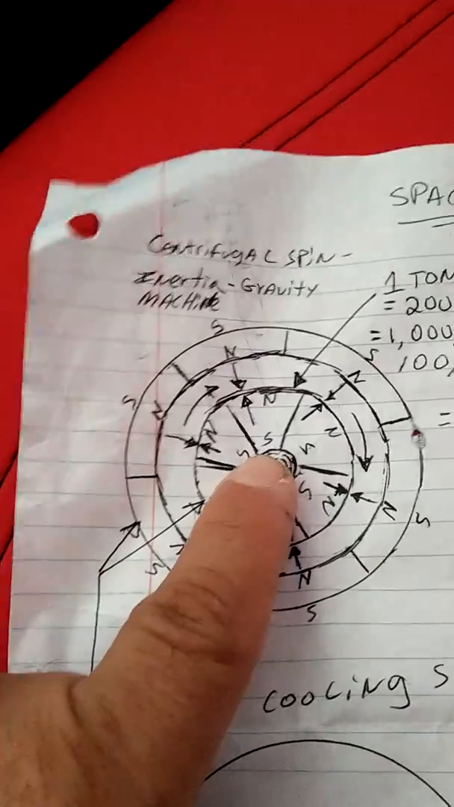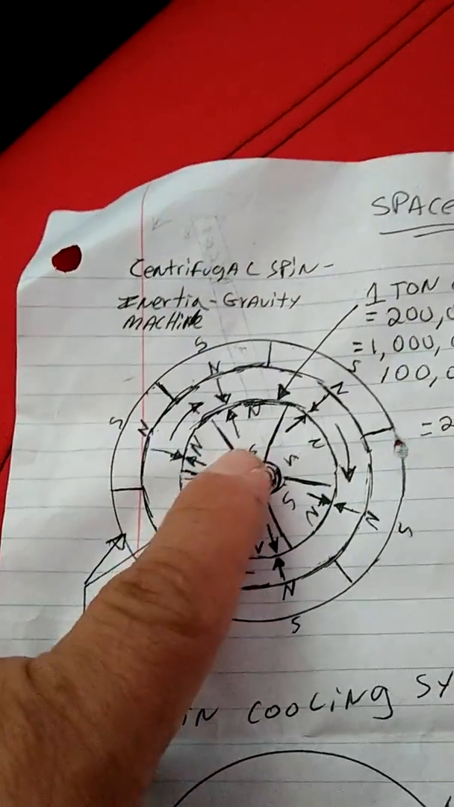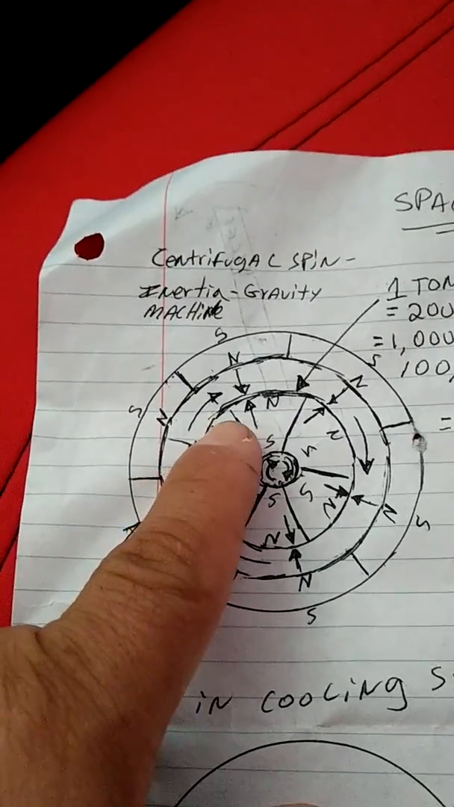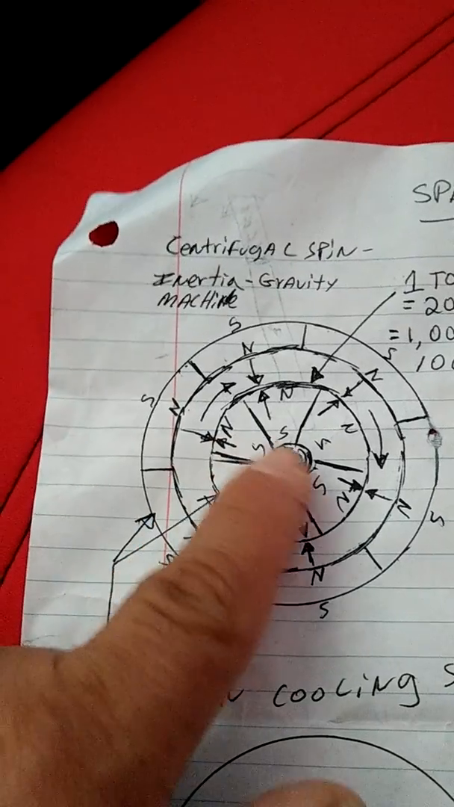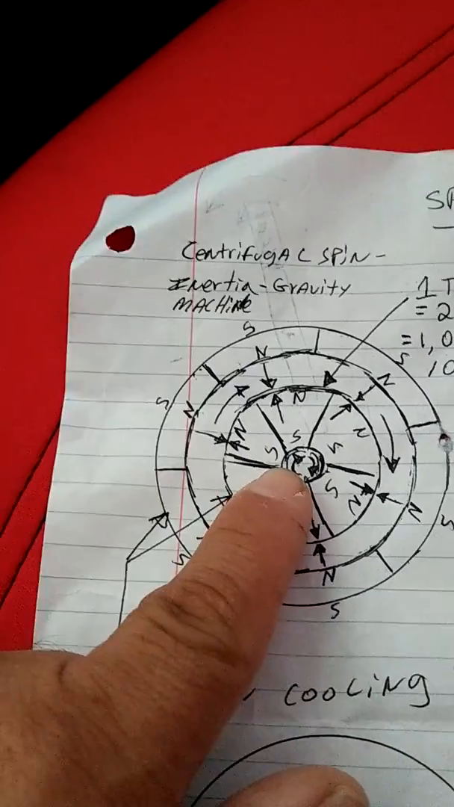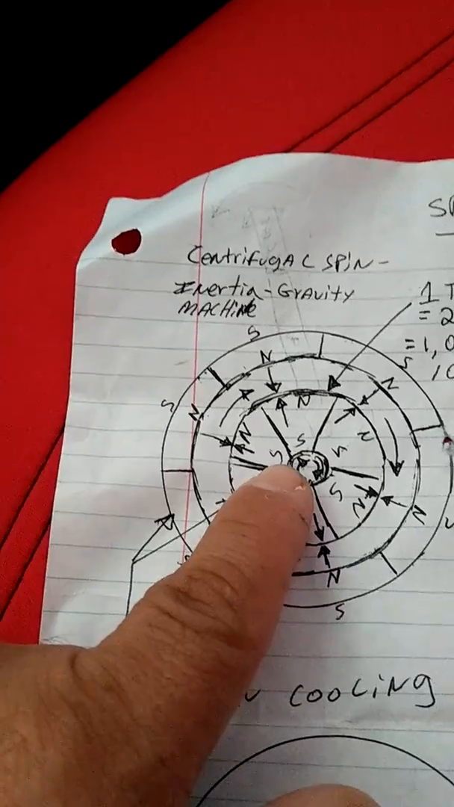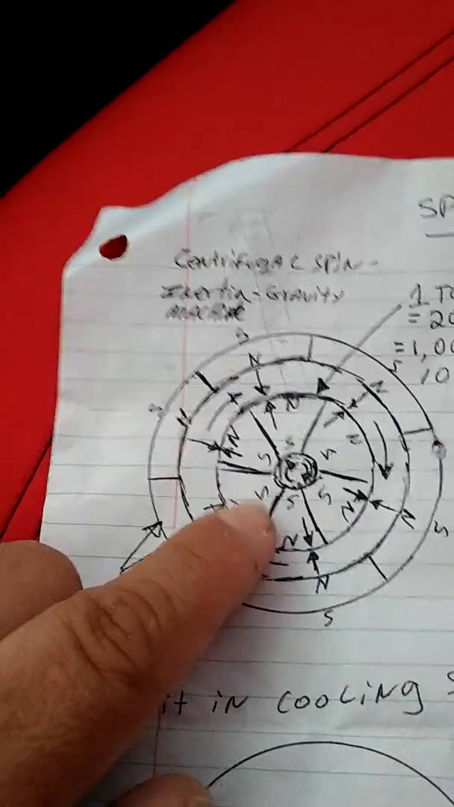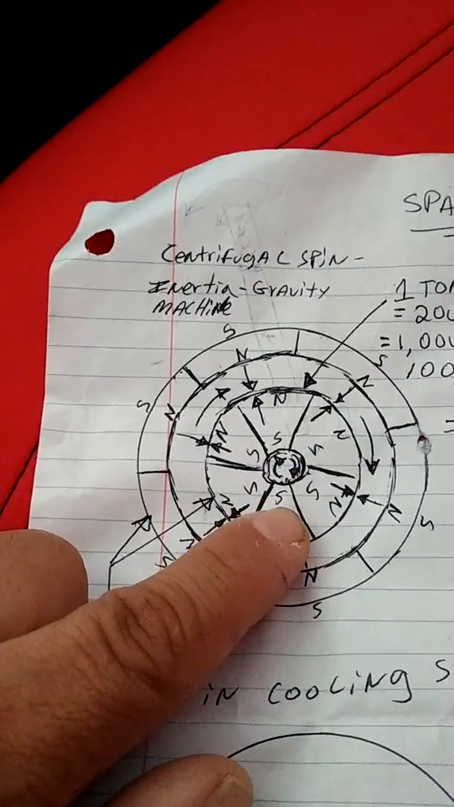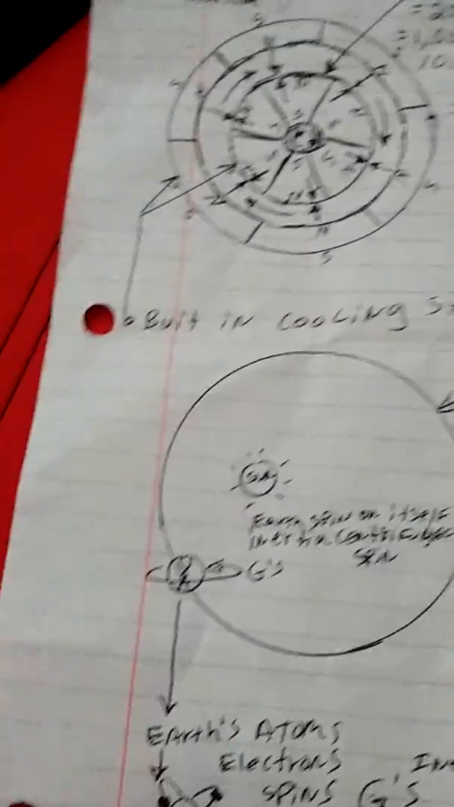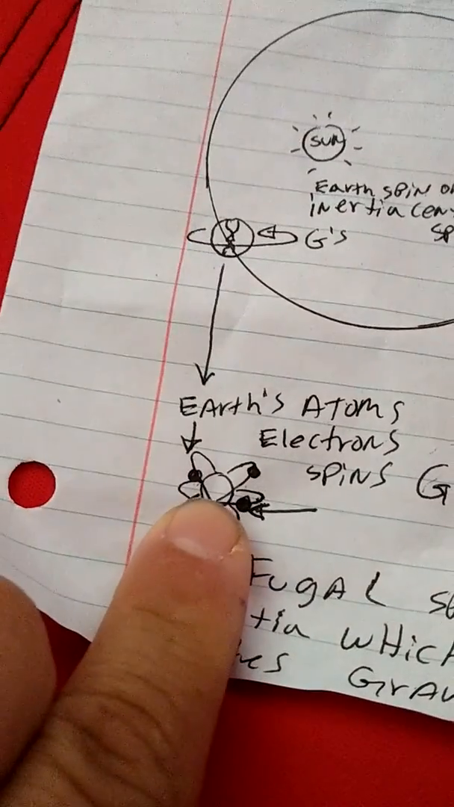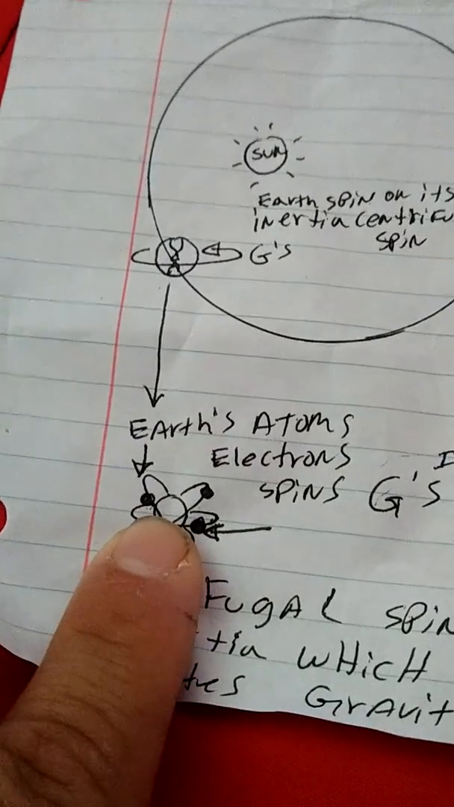What you're trying to do is increase the mass of this 1 ton to whatever you want, either 200,000 tons or 1 million tons or, I'm sorry, 100 million tons with the g forces. So basically, mass will increase with inertia. Like I said, with electrons, mass is increased by velocity around the atom.